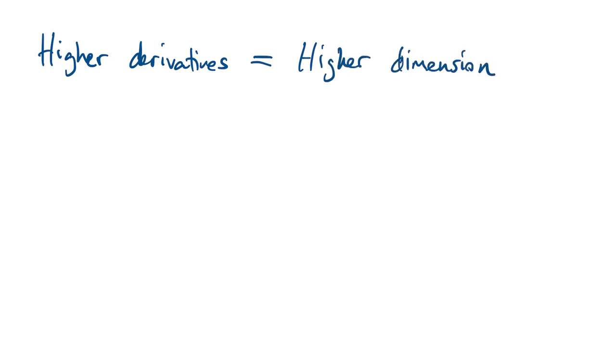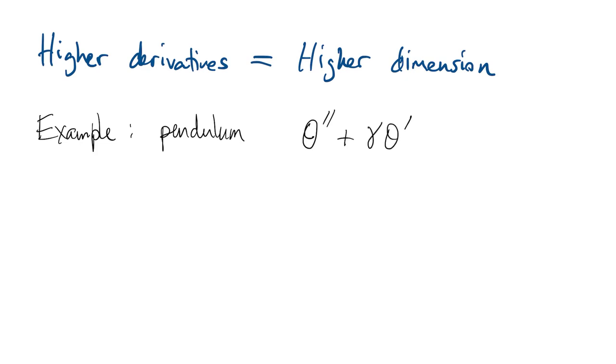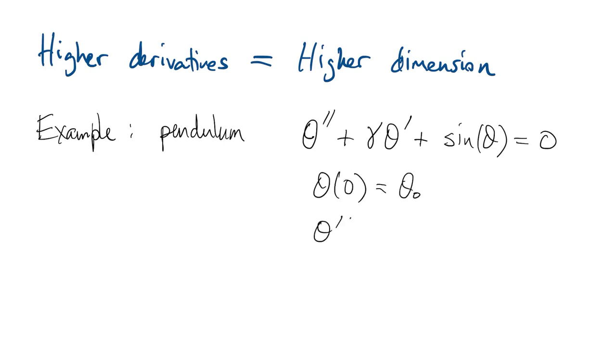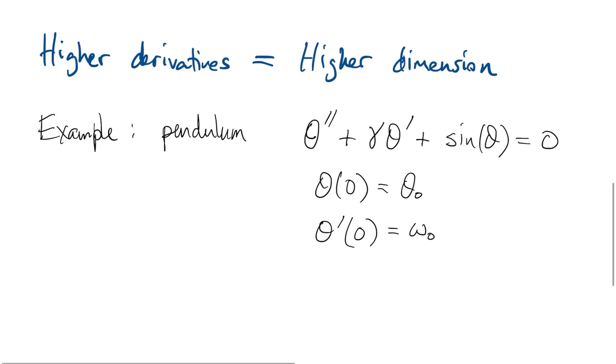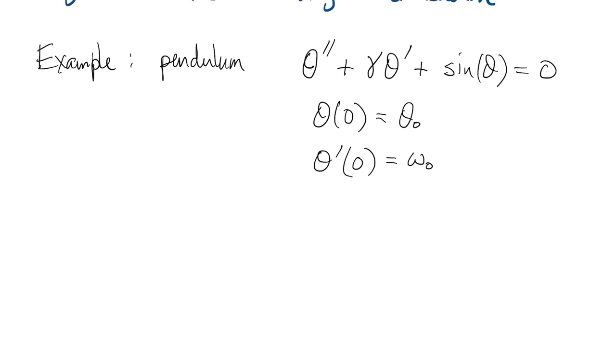An important aspect of ODE systems is that higher order derivatives in an ODE are always equivalent to higher dimension. This is easiest to explain by example. Here is the equation of a pendulum, where theta is the angle the pendulum makes with the vertical. We're given an initial angle and an initial angular velocity to specify the initial state of the system completely.